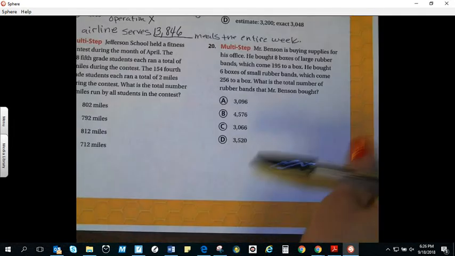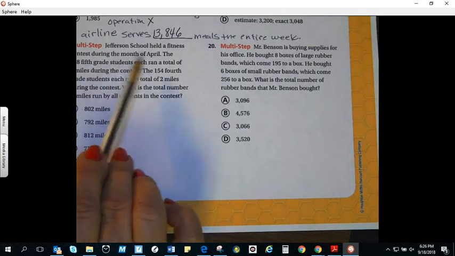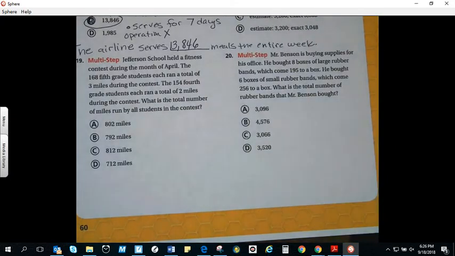Okay. Jefferson School held a fitness contest during the month of April. I'm going to move it over. Now, the 168 fifth grade students each ran a total of 3 miles during the contest. The 154 fourth grade students each ran a total of 2 miles during their contest. What is the total number of miles run by all students in the contest?